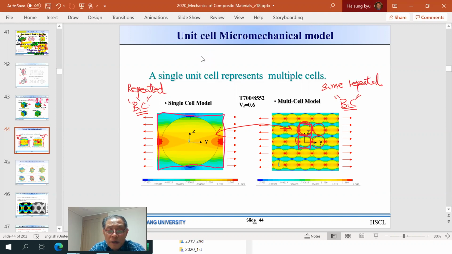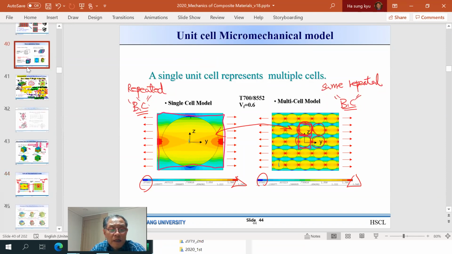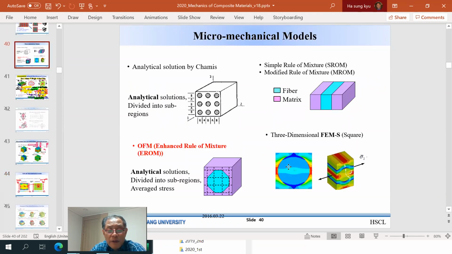Same repeated boundary condition, and then confirm that the values are exactly the same as you can see here, and the maximum values are exactly the same. So you can have many different types of unit cell, as I explained before. You can have this square model, and this is the hexagonal model, and sometimes a more simplified one called OFM, octahedral fiber models, and analytical models.